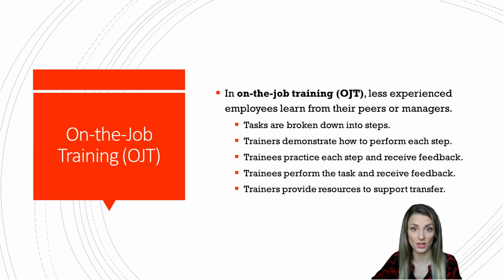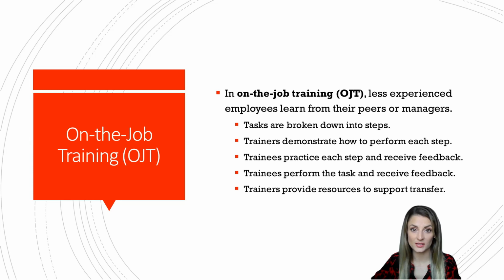One of the most effective methods is on-the-job training, or OJT, where less experienced employees learn from their supervisors and more experienced colleagues. It happens on site, not in a traditional classroom, and managers usually serve as trainers. This method tends to be more effective when it's structured.